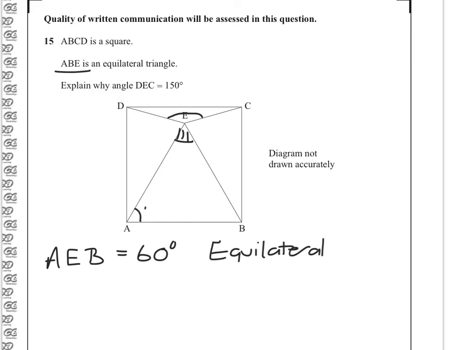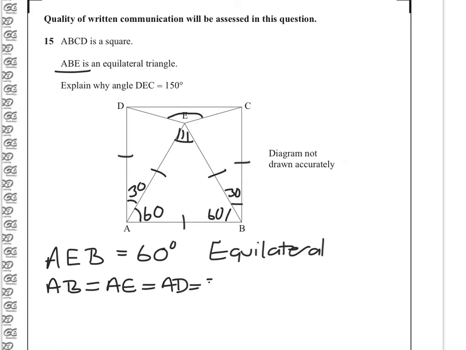We then have the rest of the angles in that triangle at 60, and if we have a square, then we have our angles of 30, the other triangle. Then consider that this is a square. That means that this side is equal in length to this side and this side. But what we also know about an equilateral triangle is that these sides are equal as well. So we have that AB equals AE equals AD equals BC.